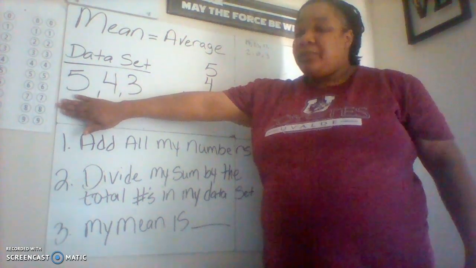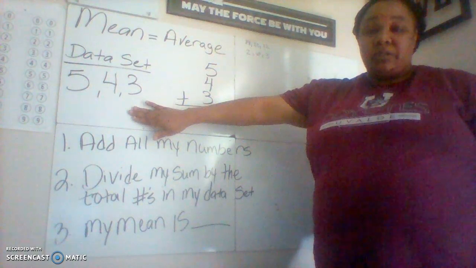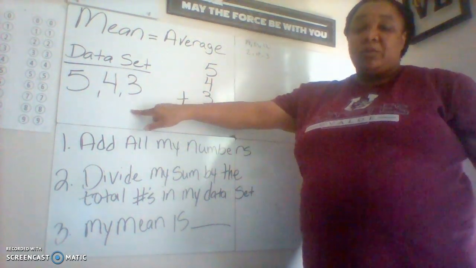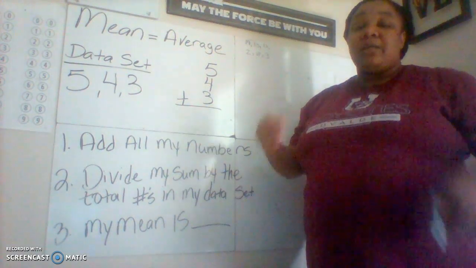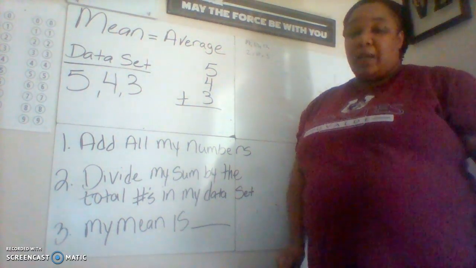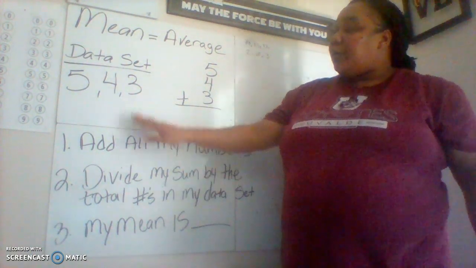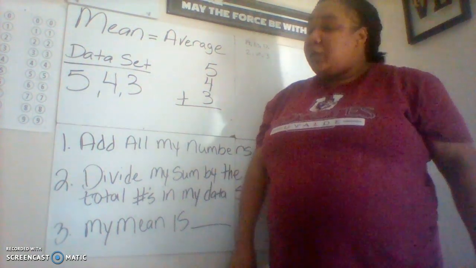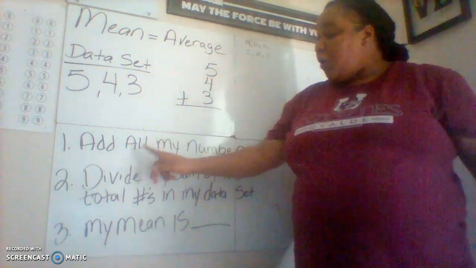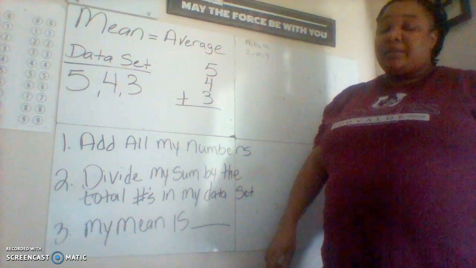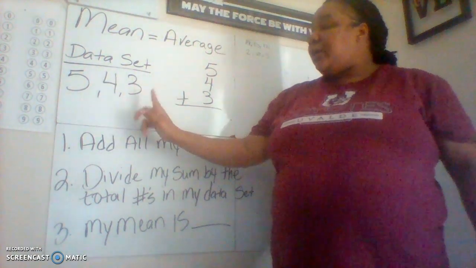Now this right here is number 2 on your worksheet. So we're gonna model a couple of the problems on the worksheet so you guys can be able to solve them on your own properly, okay? So I'm going to give you step-by-step instructions on how to do that. All right? So number 1, we're going to add all my numbers that are in this particular data set. Now the numbers that I have are 5, 4, and 3.